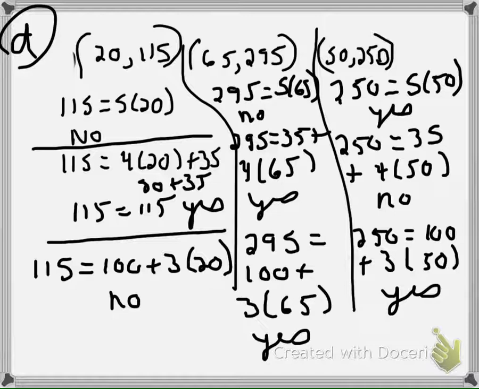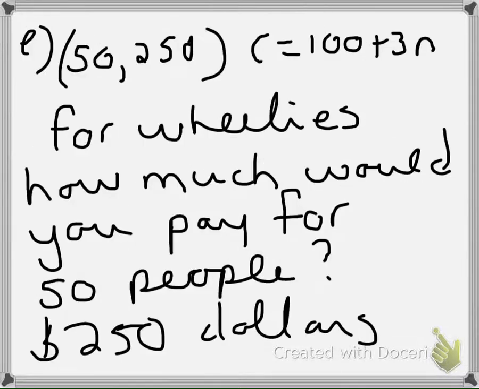Here we go to E, the last one for today. Okay, now it says to pick one of the points. I just randomly picked 50, 250, and then ask a question that you could answer with the coordinate point 50, 250. You can pick whatever point you want. Just make sure that you asked the question and answered it correctly. In fact, I would love if you picked a point different from mine, but you don't have to.